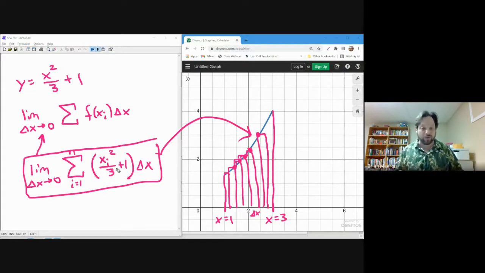How do we evaluate that? That's not important right now. What's important right now is the concept, the idea that all we're doing is accumulating a whole bunch of increasingly small rectangles and coming up with our area under the curve.